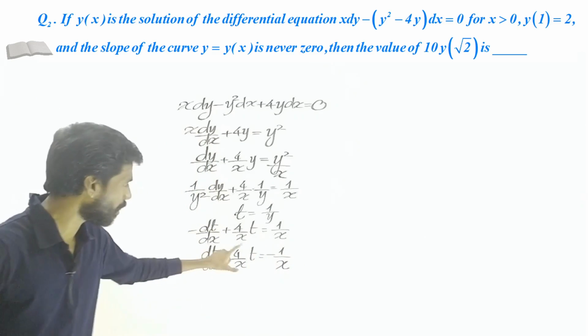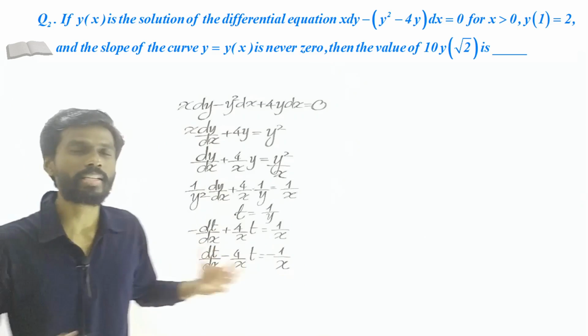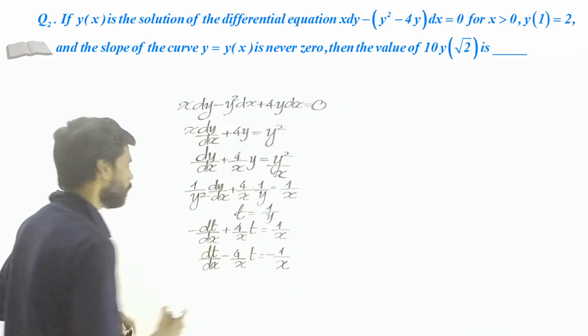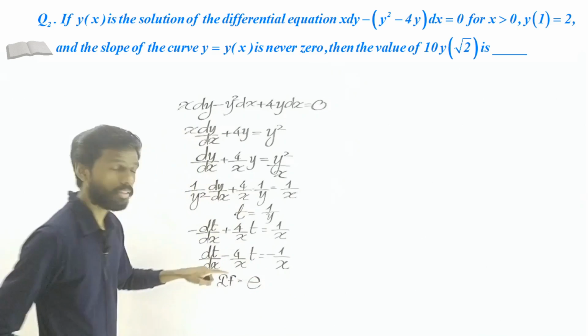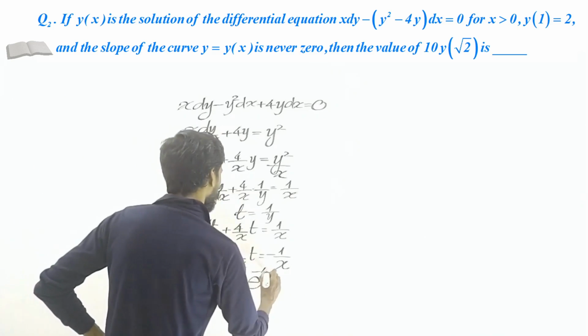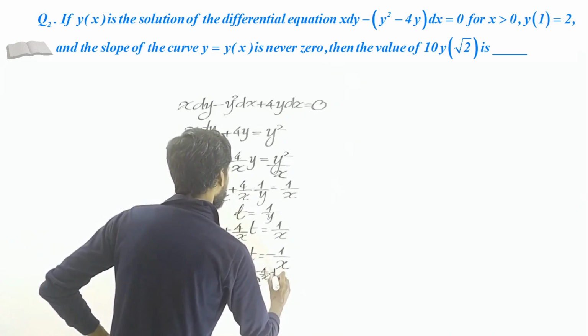Okay, so now this is our P, which is minus 4 by x. Now we have to find the integrating factor, and then we have the solution. So what is the integrating factor formula? It is e to the power integral of P dx, so that is minus 4 by x dx.